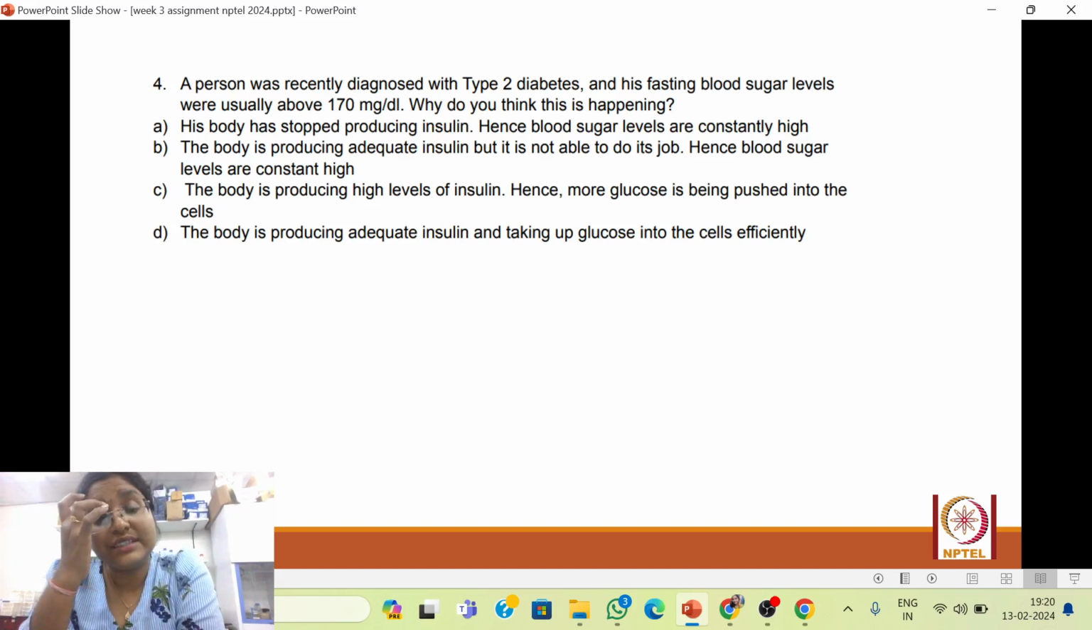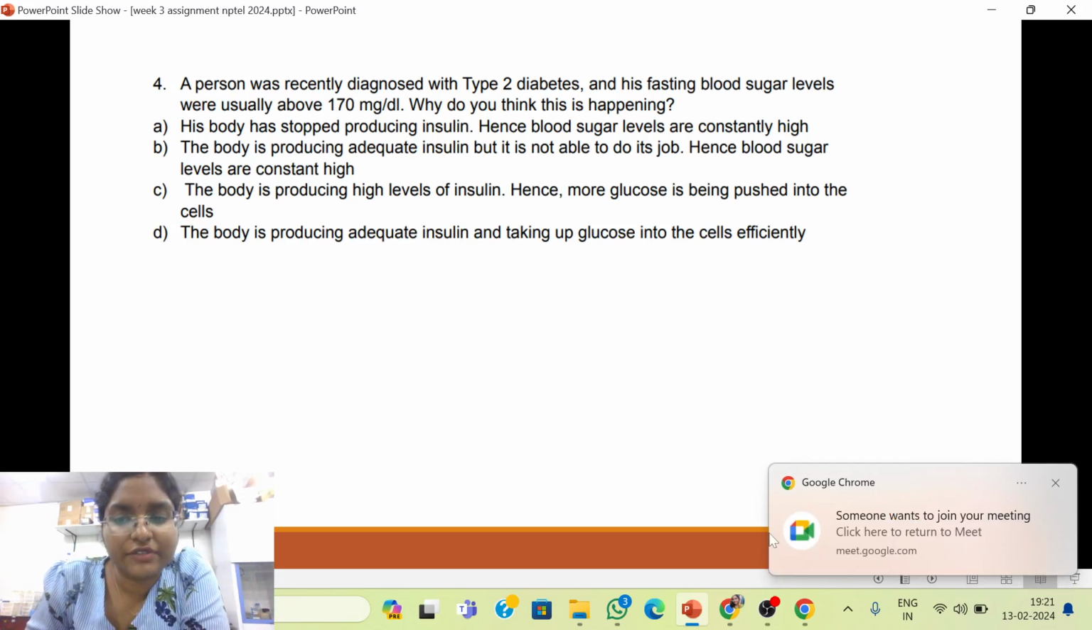A person recently diagnosed with type 2 diabetes has fasting blood sugar levels usually above 170 mg per dL. Why do you think that is happening? A. His body has stopped producing insulin, hence blood sugar levels are constantly high. B. The body is producing adequate insulin, but it is not able to do its job, hence blood sugar levels are constantly high. C. The body is producing high levels of insulin, hence more glucose is being pushed into the cells. D. The body is producing adequate insulin and taking up glucose into the cells efficiently.